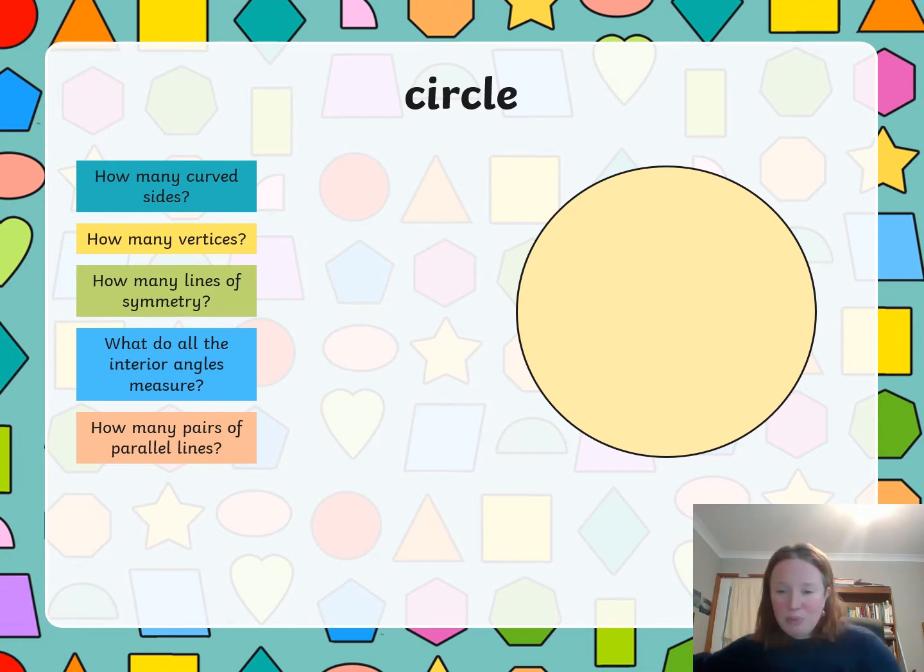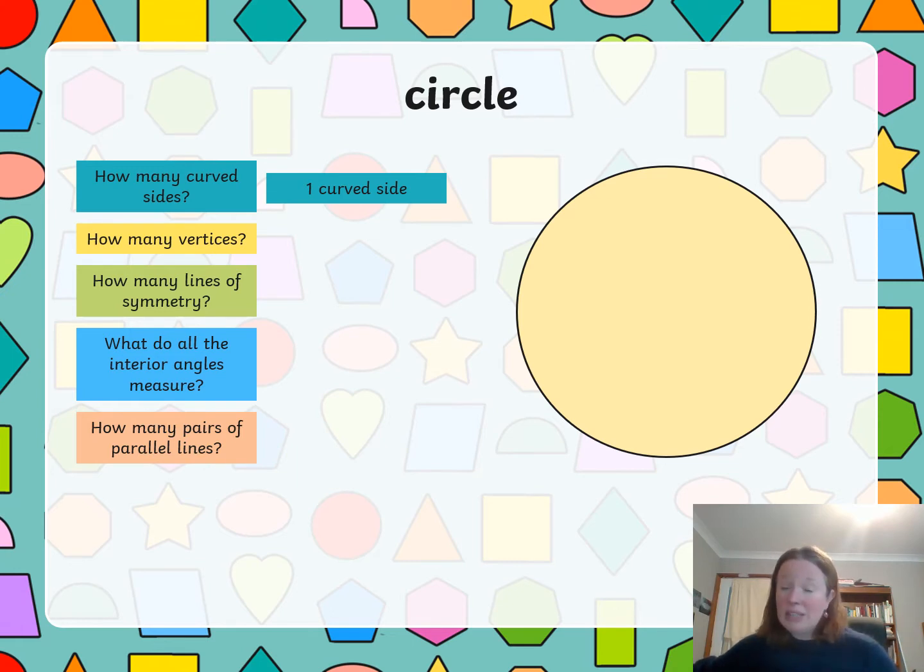Now we're going to be looking at properties of a circle specifically later this week, so we're just going to whiz through this one. How many curved sides does a circle have? Well, it has one continuous line that runs all the way around from one point all the way around to the same point.